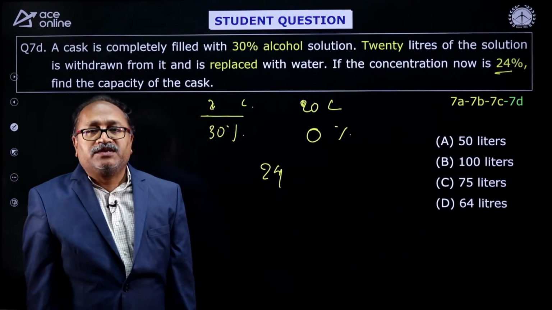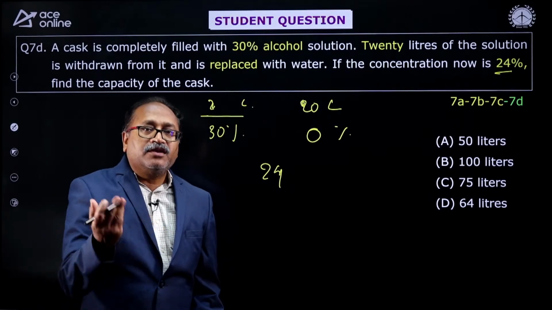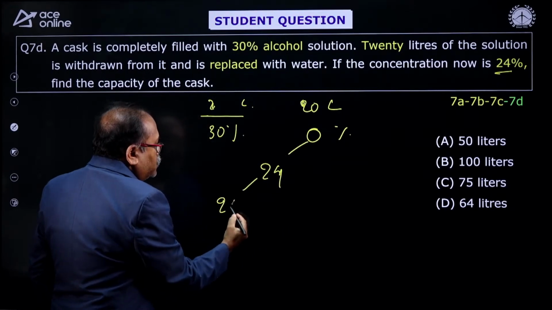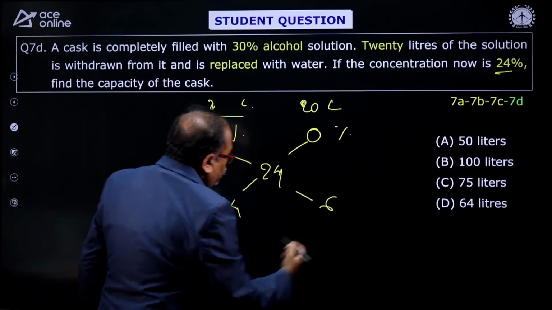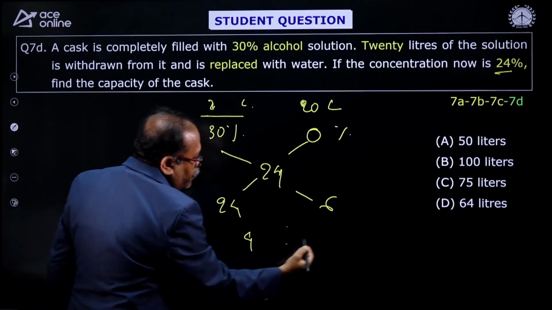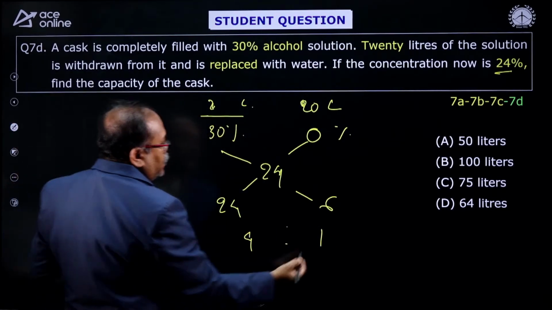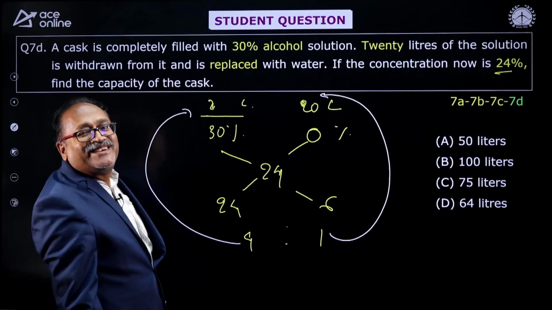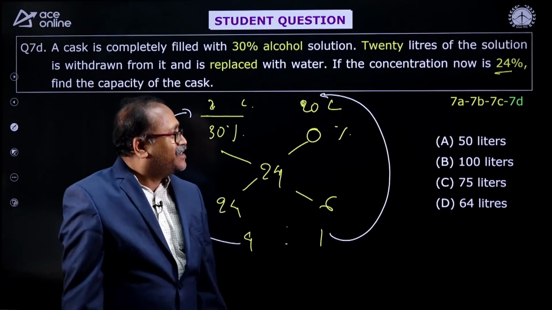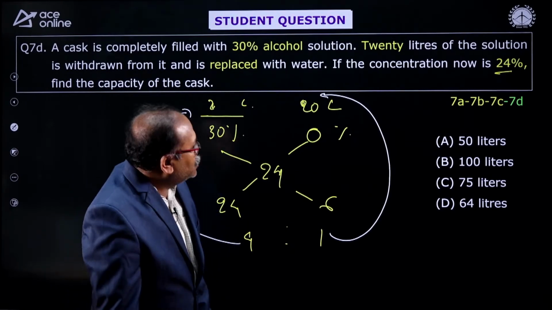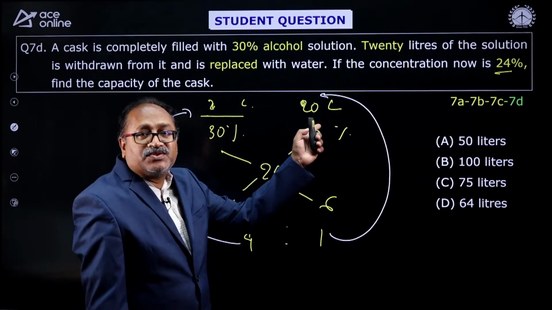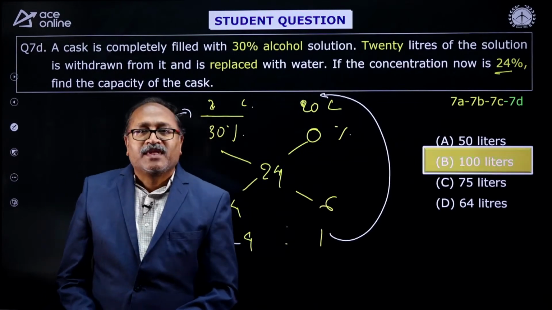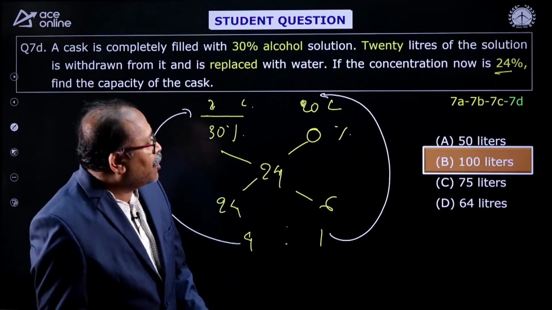Hope it is clear to all my friends, including Anusha. Now, I'll take the cross reference and then I'll get the ratio over here. This is 24 and this is 6, and I get 6 : 24, which is 1:4. Here if one part is 20 liters, then 4 parts is how much? 80 liters. So here it is 80 liters and here it is 20 liters. The sum is 100 liters. Check your answer here: 100 liters. Answer to the question is option B.